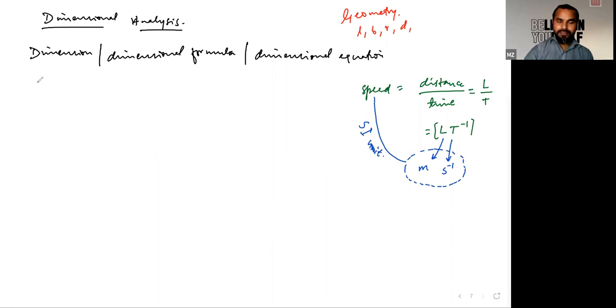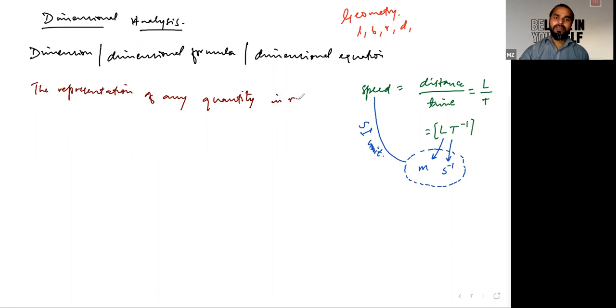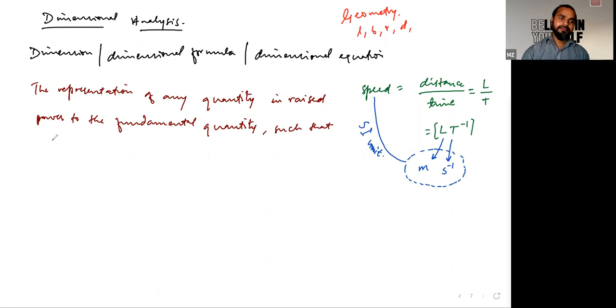So from this, we can define dimension as the representation of any quantity in raised power to the fundamental quantity, such that it defines their SI unit. Is it clear to everyone?